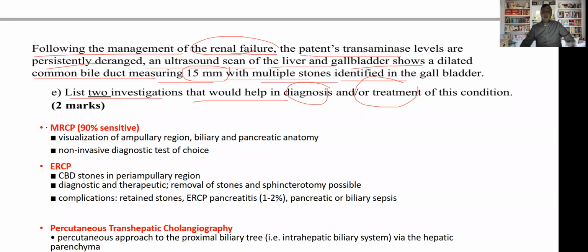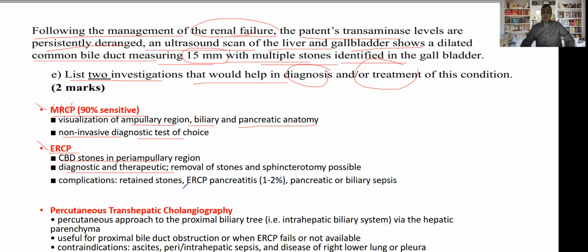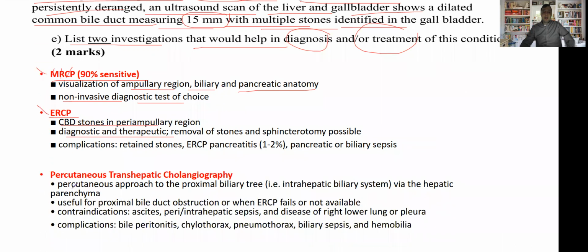I think we have MRCP here, magnetic resonance cholangiopancreatography, 90% sensitivity for periampullary region and biliary and pancreatic anatomy. It is the non-invasive diagnostic test of choice. We have ERCP. ERCP is for CBD stone in periampullary region, diagnostic and therapeutic at the same time. I think these 2 are the most common and most available.